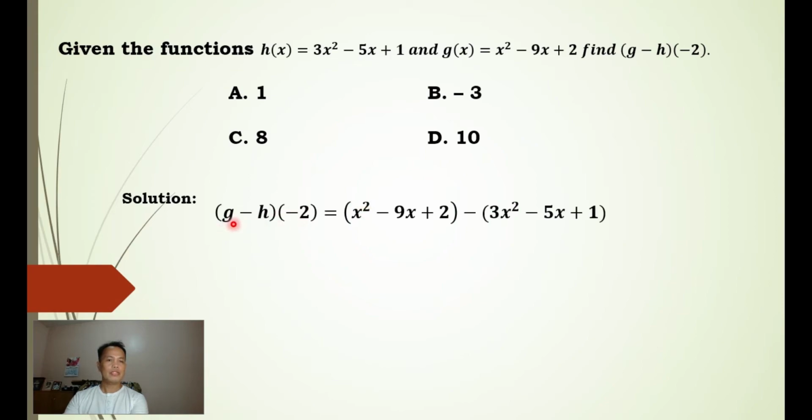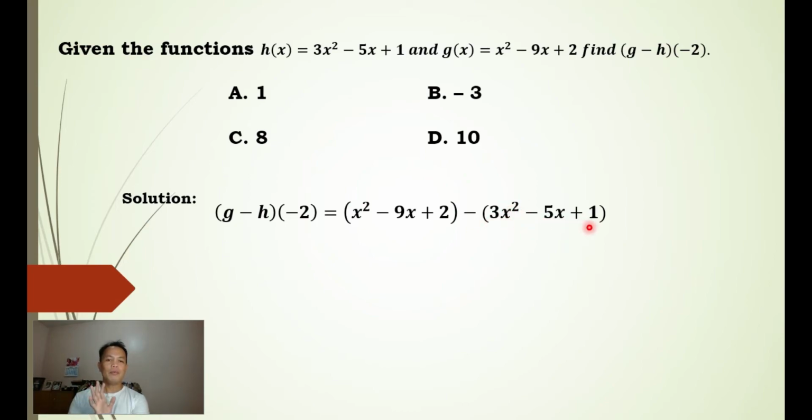We start with the function g. Since this is our function g of x, that is x squared minus 9x plus 2. So that's why we write here x squared minus 9x plus 2. Then since this is minus, of course, it is minus here. Then our function h is defined by the given 3x squared minus 5x plus 1. So that's why we have here 3x squared minus 5x plus 1.